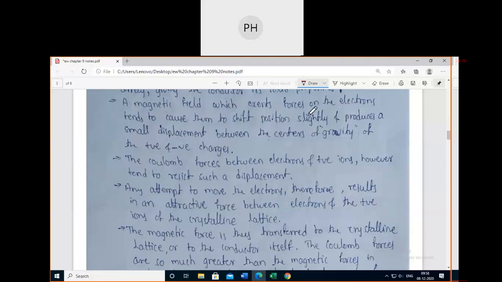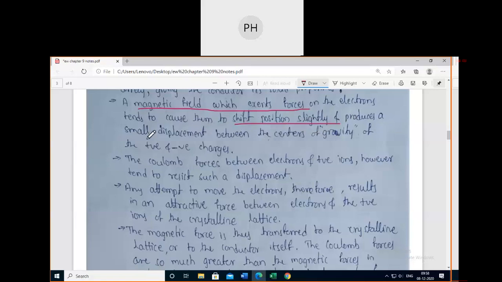A magnetic field which exerts force on electrons tends to cause them to shift position slightly. Because of this magnetic field, the charges will shift a little bit, not too much, a small amount from their position. It is not fully moving from one place to another; it will always be a small shift.